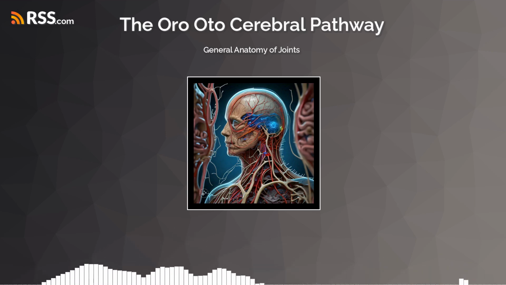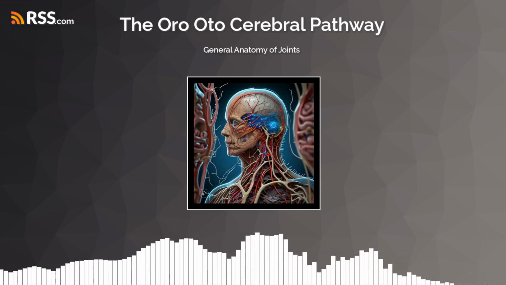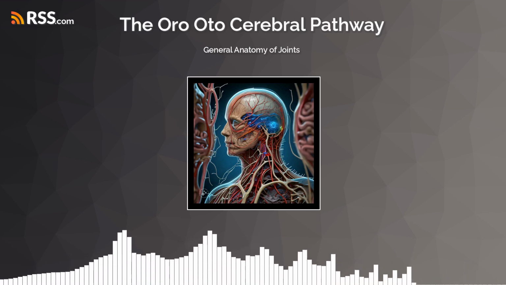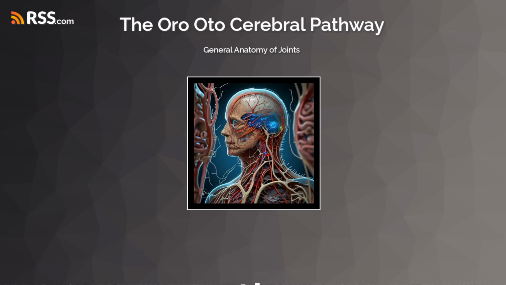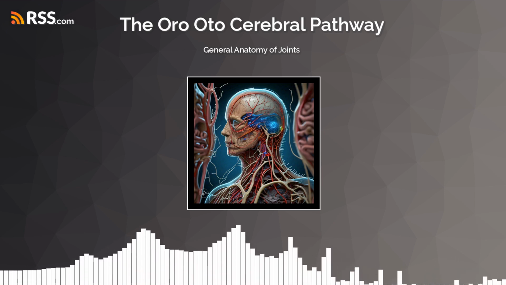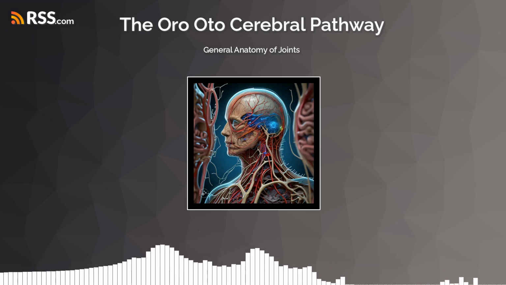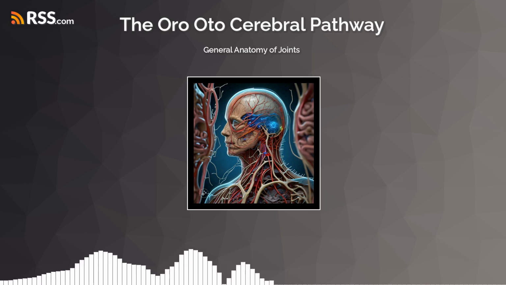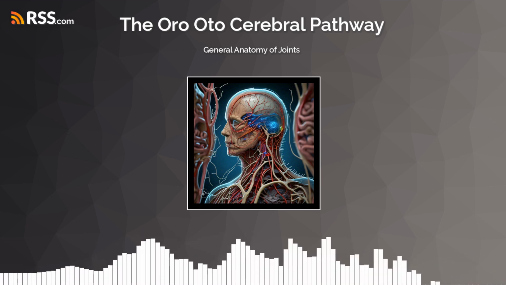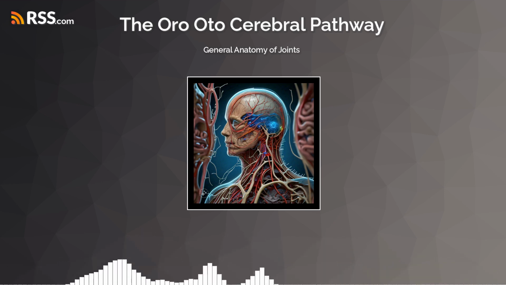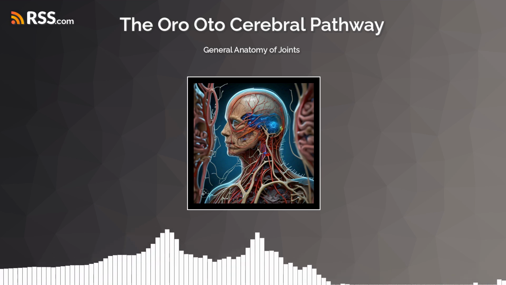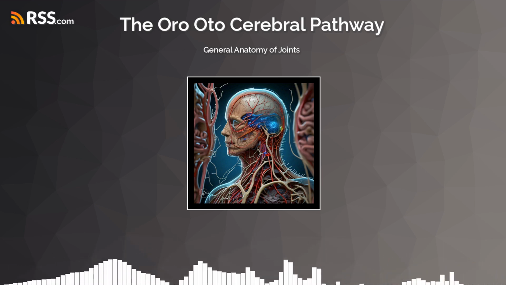General anatomy of joints. Joints are those regions in the body where two or more bones or cartilages come together. That union is called a joint. In the last episode, we spoke about bones, and in that we saw that bones are the ones responsible for giving rigidity and structure to the entire skeleton.